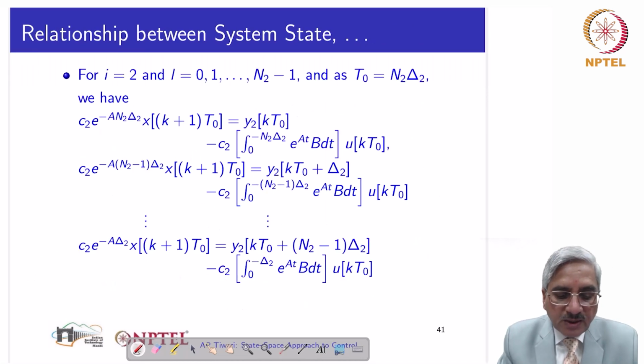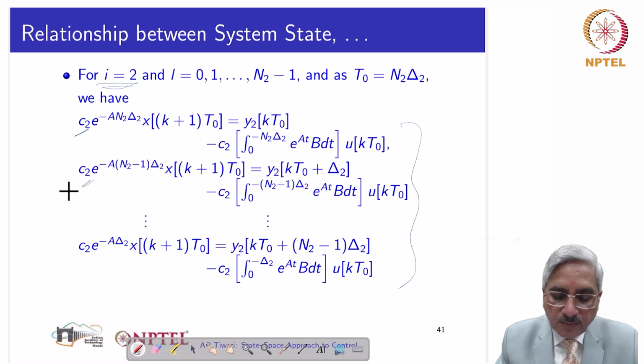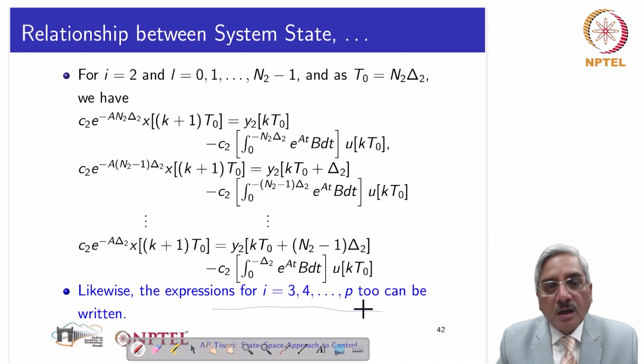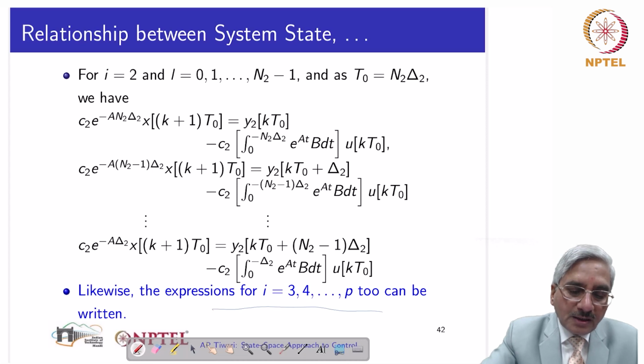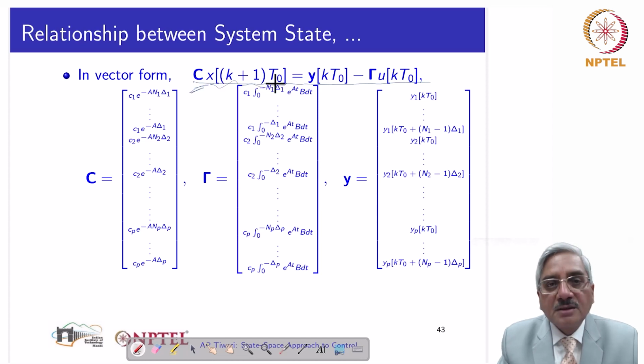Now we can have a similar expression for the second output. Only in place of C1 we have C2, in place of N1 we have N2, and in place of delta 1 we have delta 2. We can go on doing like this for all the outputs up to P and we can have the expressions. And we can express them in the concise vector form like this: bold C into X at K plus 1 T0 equals bold Y at KT0 minus bold gamma U at KT0.